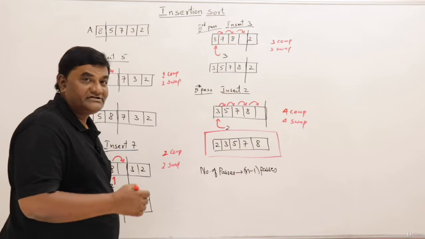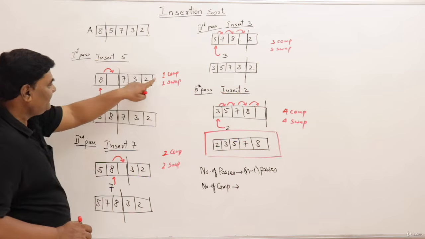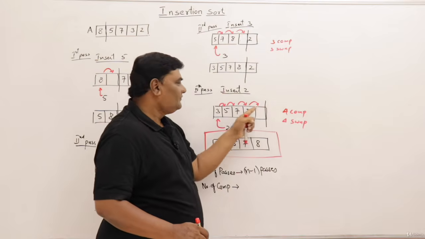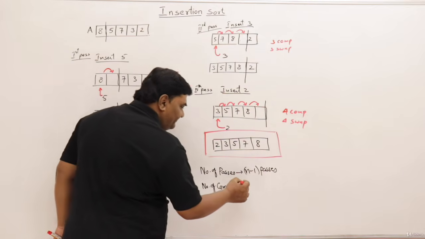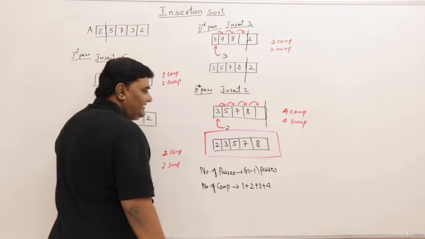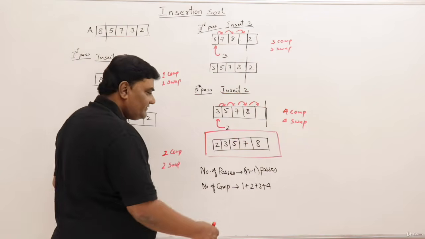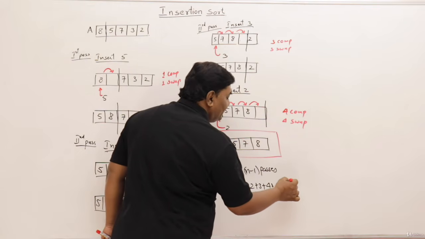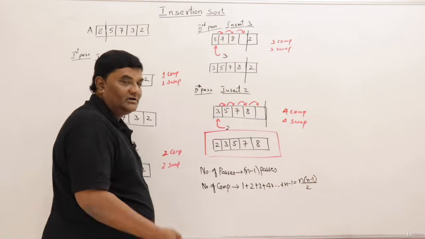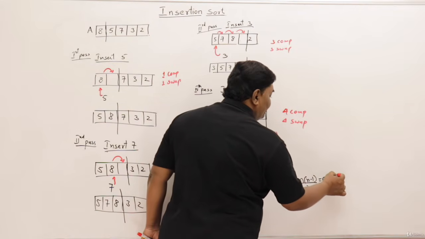Then how many comparisons? Let us find out the number of comparisons. In the first pass, 1 comparison was done, in the second pass 2 comparisons, in the third pass 3, and in the fourth pass 4. So I'll add them: 1 plus 2 plus 3 plus 4. As there are 5 elements and 4 passes, it goes up to 4. For n elements, n minus 1 passes, it goes up to n minus 1. So this is n into n minus 1 by 2. This polynomial is of degree 2, order of n square.